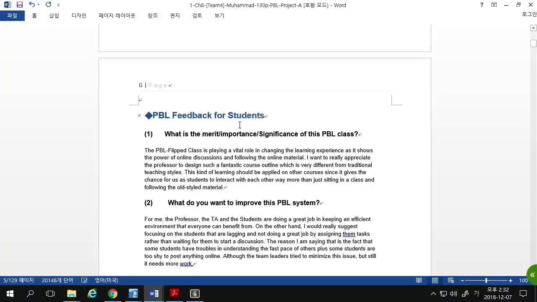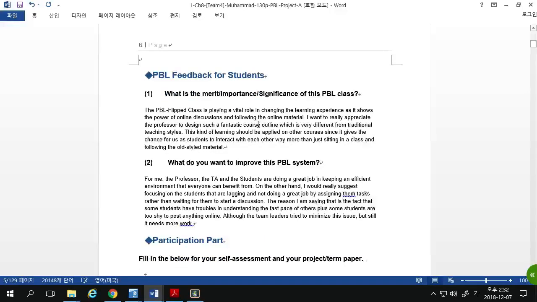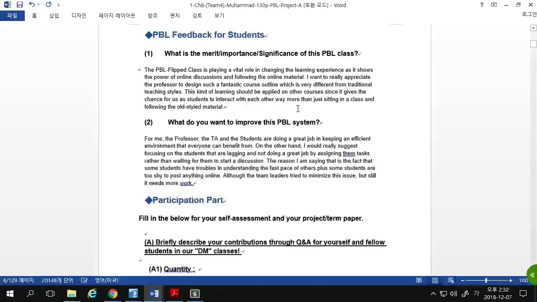As for the importance of this PBL class, as I mentioned earlier, the difference between a PBL and a traditional class is that here you do not just apply mathematics, you also try to deliver mathematics to different people. This is the most significant and important thing about the PBL class.